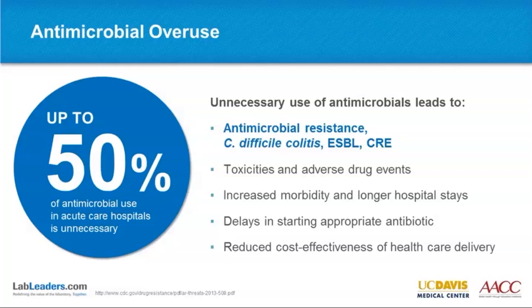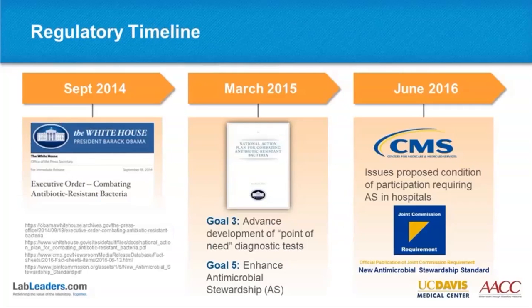So from a regulatory standpoint, we finally got the legislative pressure in September 2014 with the White House issuing an executive order for combating antibiotic-resistant bacteria. In March 2015, we see that the National Action Plan for Combating Antibiotic-Resistant Bacteria identified multiple goals, with 2 goals that resonate with us in the community.